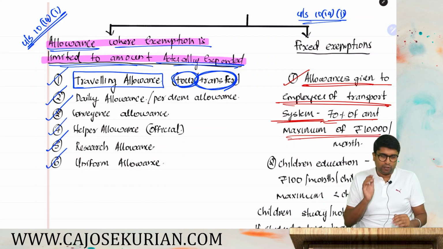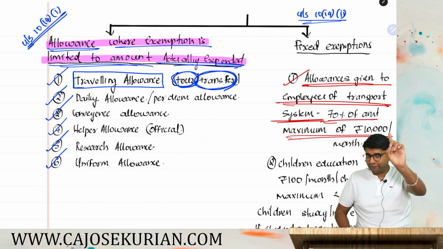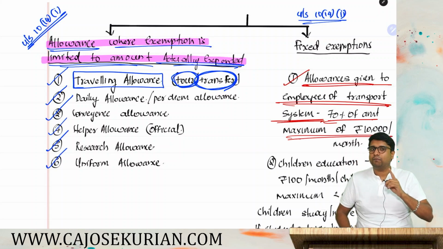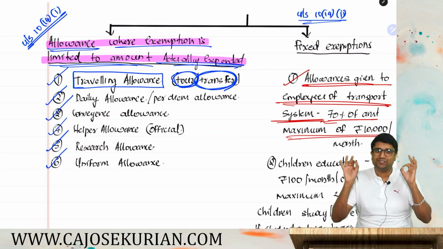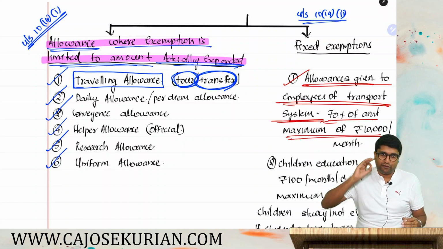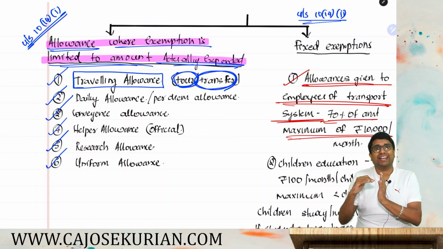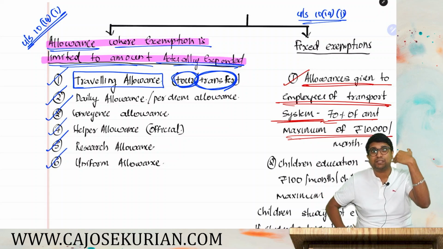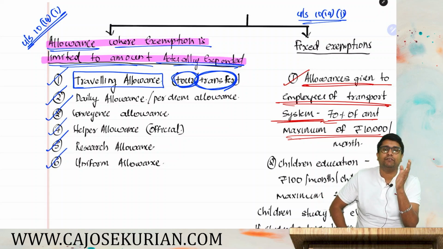Say for example, you are an employee and you are working in a transport system. Friends, you have to be very careful. If you are an employee working in some other system, say you are an accountant of a company and you are getting some transport allowance, fully taxable. If you are an employee working with a transport system, say you are a driver of a bus and you are getting transport allowance. Say the company is not giving you daily allowance, then they will give you transport allowance.